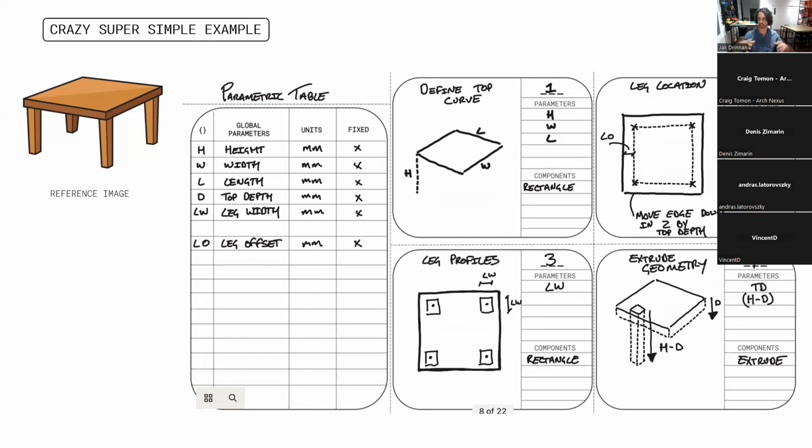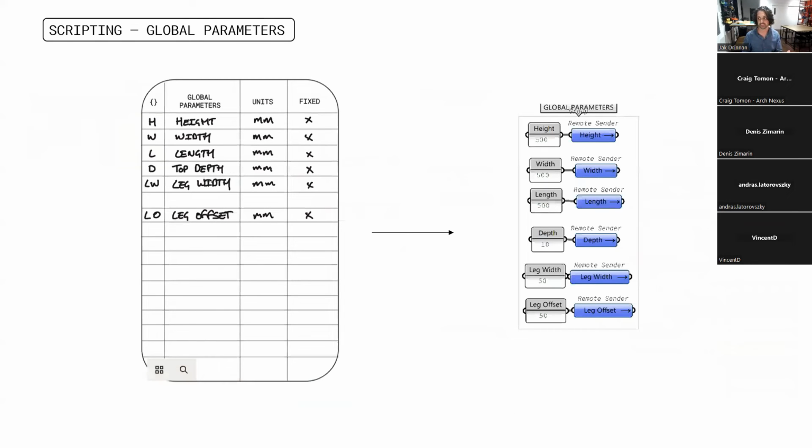So number 1 is define the top curves, height, width, length, a rectangle is needed, writing down components that we might need. The leg location, we offset from that, and it's this real logical step of sketches. And we use these to write our Grasshopper scripts.